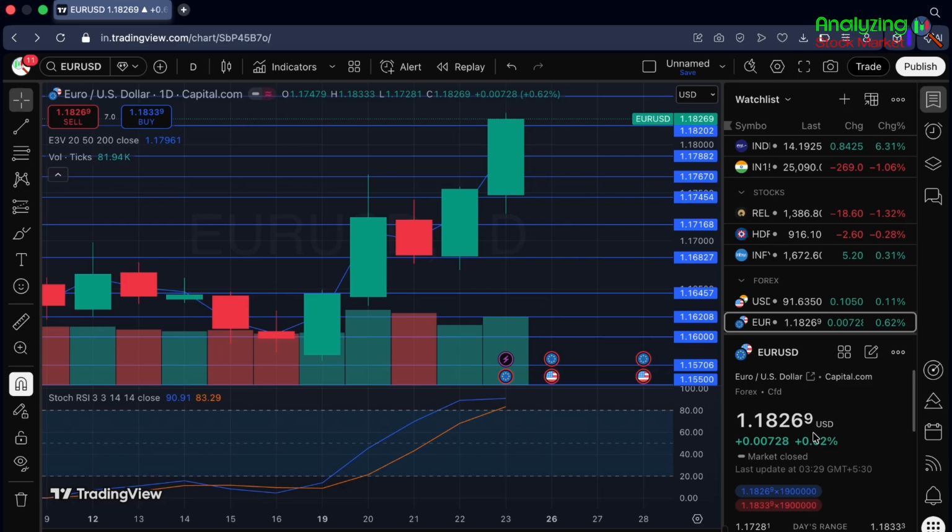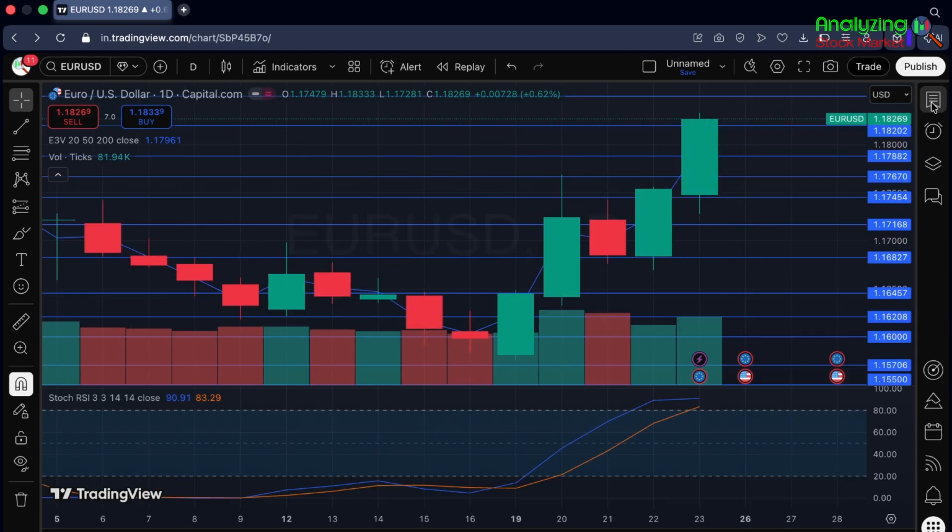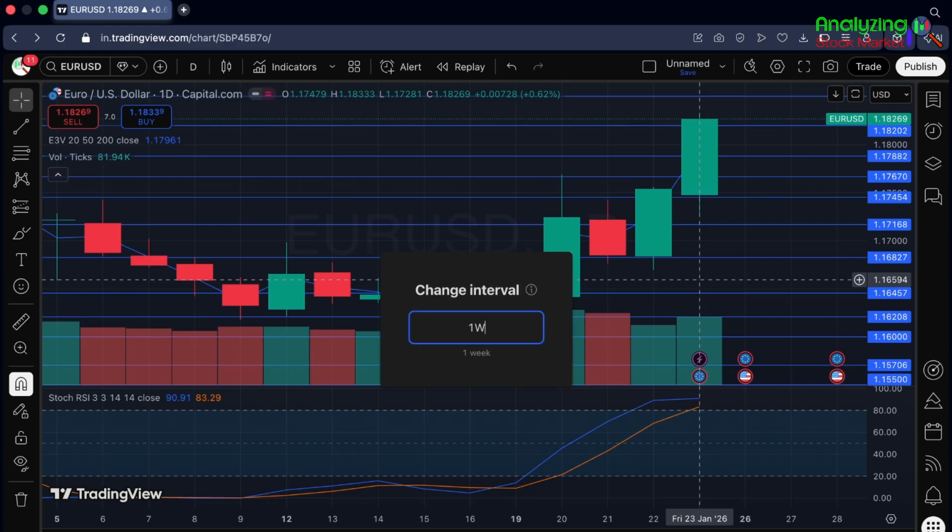So now I'll be talking about what is going to happen in the coming week, and I'll also be marking some important support and resistance zones, which will help you to take better stop loss and target levels according to your bias for this week. And also I'll be sharing my opinion for this week. So let's check our weekly chart first. Let's open our weekly chart.